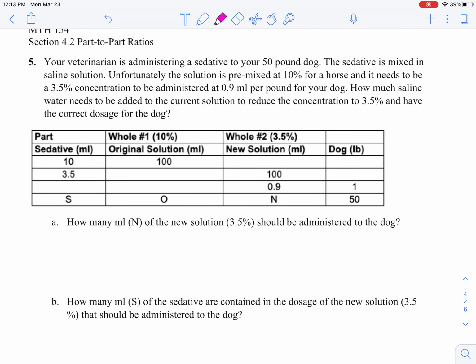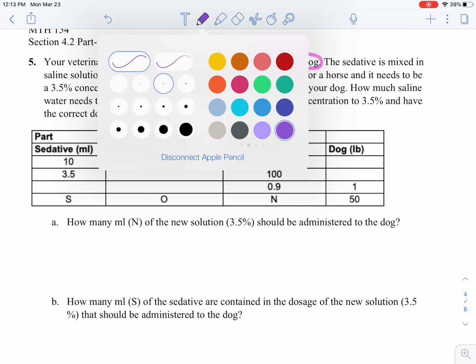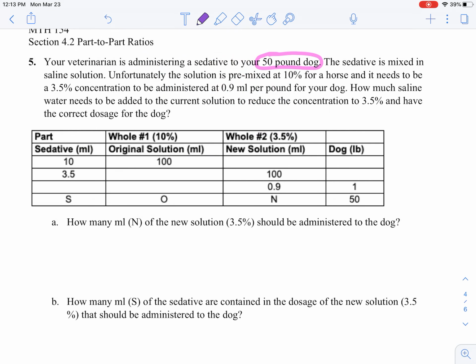Number 5. Your vet is administering a sedative for your 50-pound dog. We have a 50-pound dog. The sedative is mixed in saline solution. Unfortunately, the solution is pre-mixed at 10% for a horse. Oh my goodness, that's going to be too strong for my dog. And it needs to be a 3.5% concentration to be administered. So guys, look, the 10% solution is for a horse, but for my 50-pound dog, I need it to be 3.5% concentration. And that's going to be administered at 0.9 milliliter per pound for your dog.